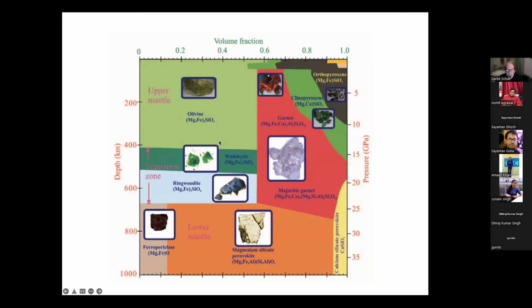And then ringwoodite plus majoritic garnet will change to ferropericlase and magnesium silicate perovskite, and also a little bit of calcium perovskite.